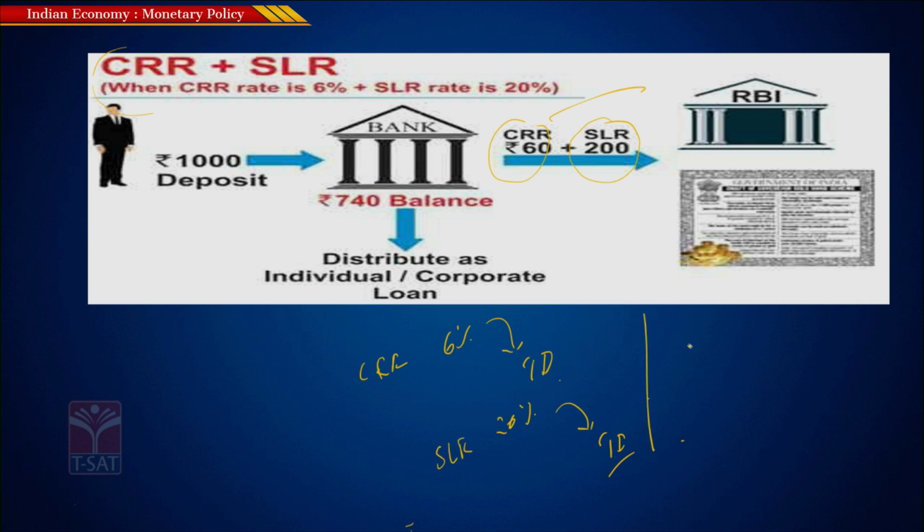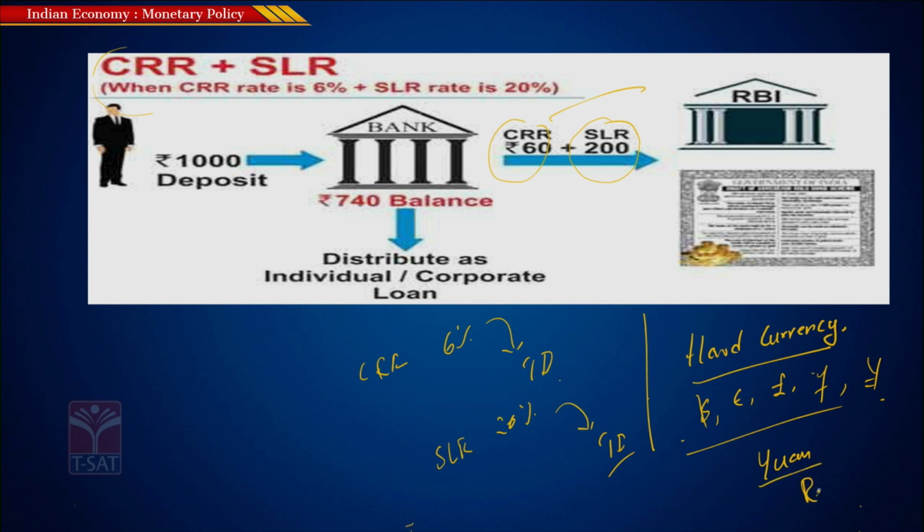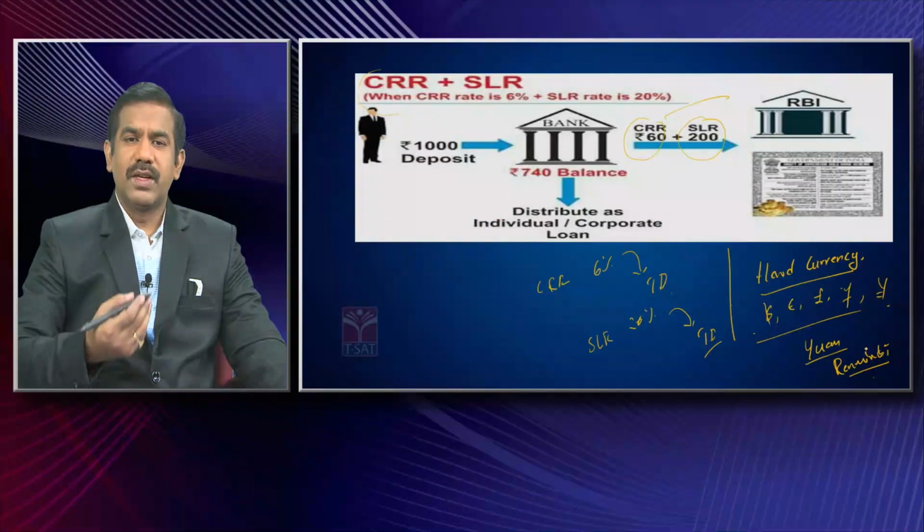By forex, I mean mostly the hard currencies. The meaning of the term hard currency is a currency that is highly in demand and globally, or universally, accepted. Generally, as of now, hard currencies mean the dollar, euro, pound sterling, Japanese yen, and Chinese yuan or renminbi. When it comes to the Chinese currency, people say either yuan or renminbi. These five currencies are generally referred to as hard currencies. The rest of the currencies are called soft currencies.